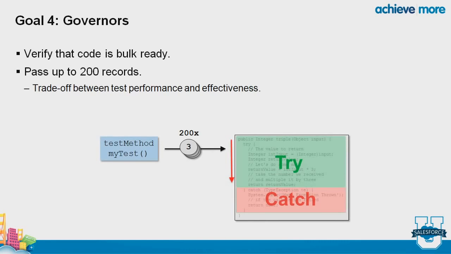All right, and number 4 is that we should make sure that we don't hit any governor limits when we do bulk testing. As you are probably aware, when you build a trigger, you should always assume the worst case scenario, which is you're going to get 200 records because the user is loading the data through Data Loader or through the API.